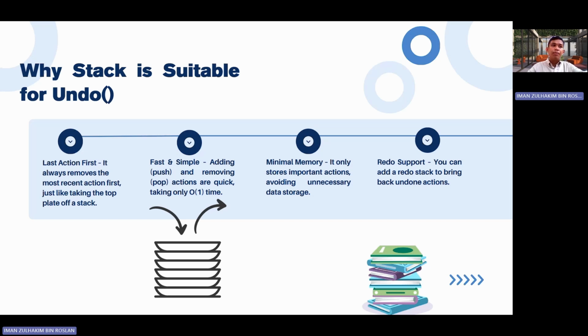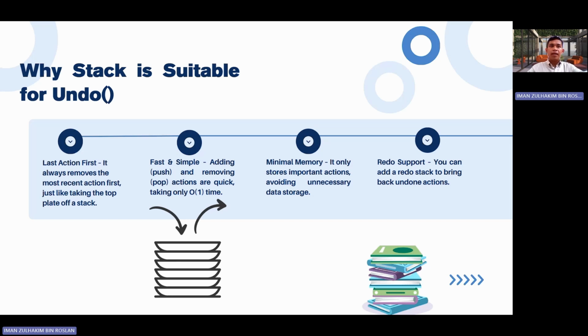Next is minimum memory, which is memory efficient. Only essential action records are stored and not the entire state of the application. Next is support for redo, which uses two stacks, one for undo and one for redo, allowing bi-directional navigation through the user actions, enhancing flexibility. In short, stacks are simple, very fast, and perfect for this job in Visual Studio Code.